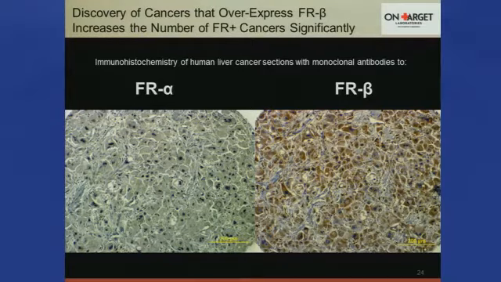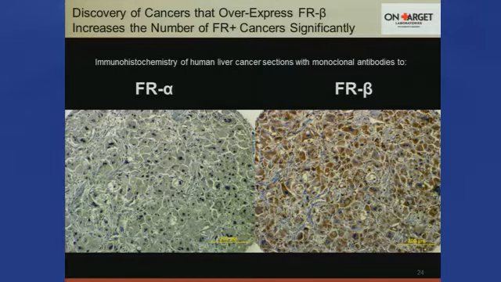One of the interesting consequences of some of our studies in this area was to find that another form of the folate receptor called folate receptor beta is overexpressed on activated macrophages and other myeloid cells that are activated or in an inflammatory or anti-inflammatory state. And this is just a stain of a section of human liver cancer stained with an antibody to folate receptor alpha and folate receptor beta.